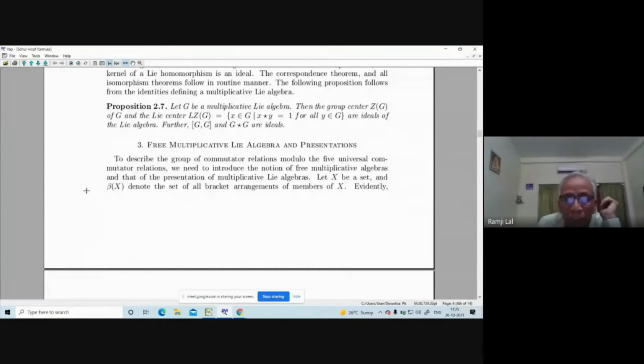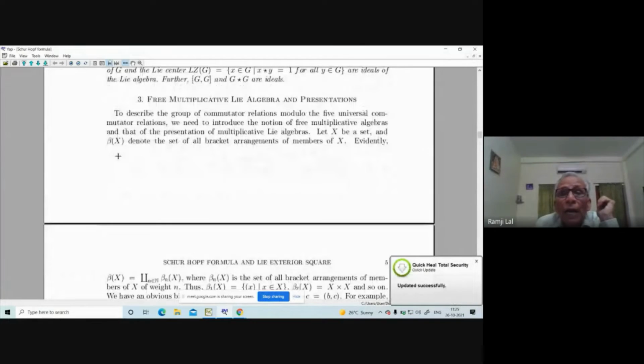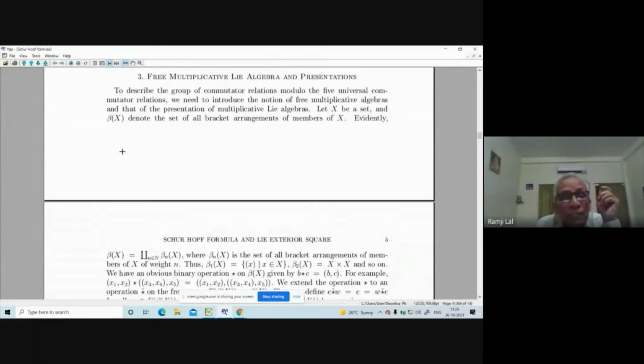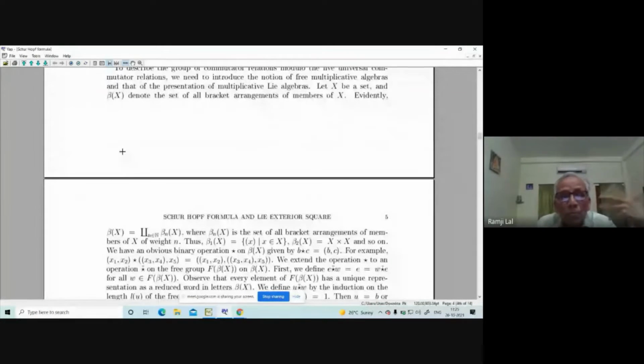And whether we can talk of the concept of presentations of multiplicative algebra. We can talk of presentations of groups, as you already know. So whether we can talk of free multiplicative algebra and presentations of the multiplicative algebra, this is something which is essential for all the things which we think of.